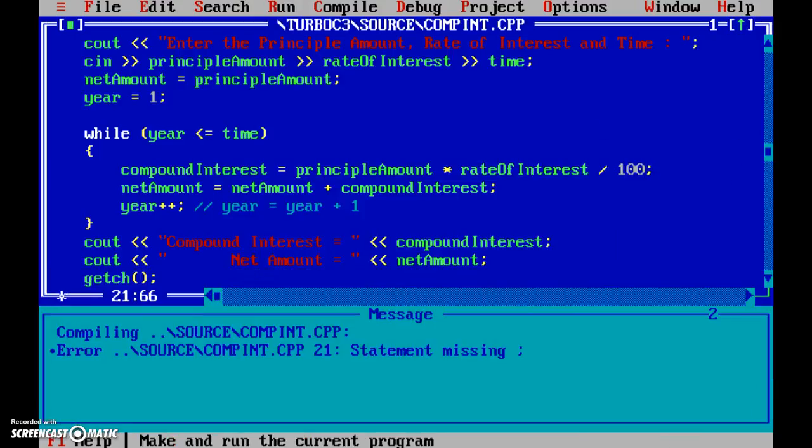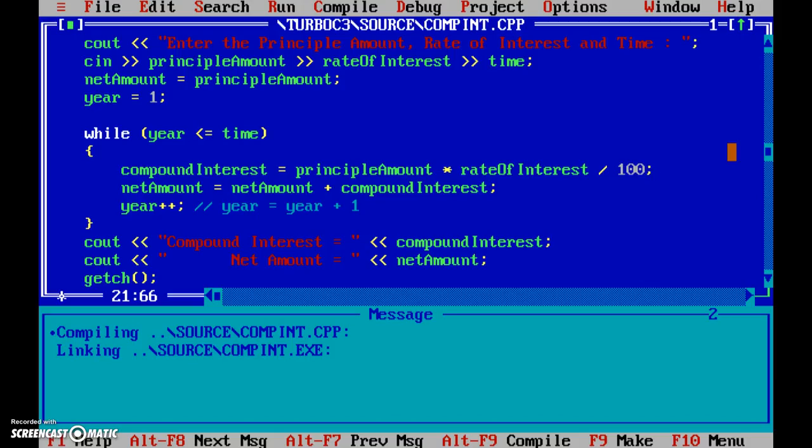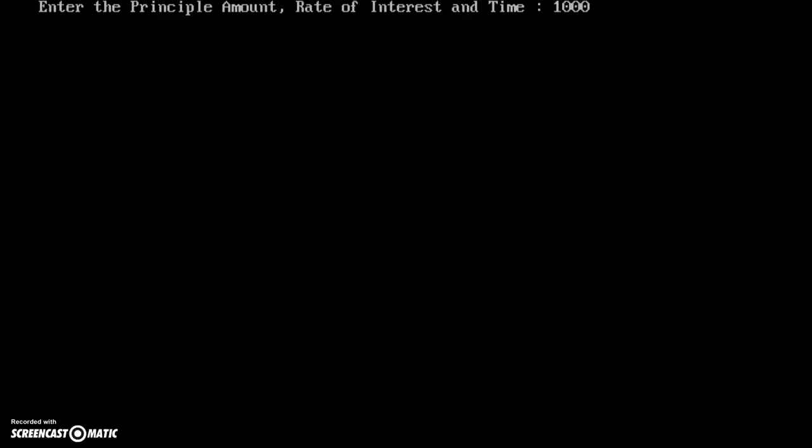1000. Always start with simple calculations. 10% for 1 year. So our interest should be 100 and net amount should be 1100. 100, 1100. Great. Now let's say 1000 at the rate of 10% for 2 years. So it should be what? For the first year it should be 1100. Then on top of that 10% will be 110. So 110 plus, 1210 or something like that should come.